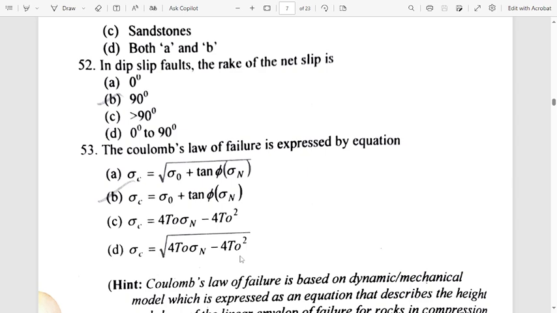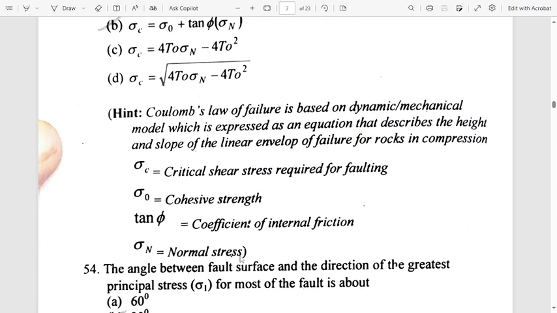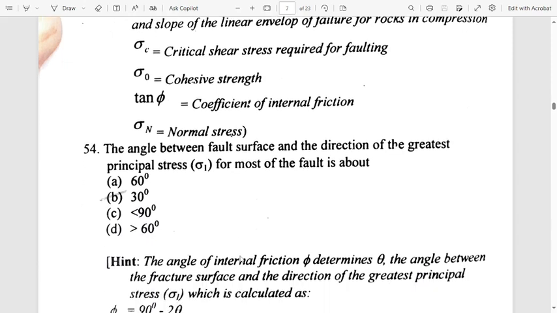The Coulomb's law of failure is expressed by the equation sigma c is equal to sigma 0 plus tan phi sigma n. Coulomb's law of failure is based on a dynamic or mechanical model, which is expressed as an equation that describes the height and slope of the linear envelope of failure for rocks in compression. So sigma c is critical shear stress required for faulting. Sigma 0 is cohesive strength. Tan phi is the coefficient of internal friction. Sigma n is the normal stress.